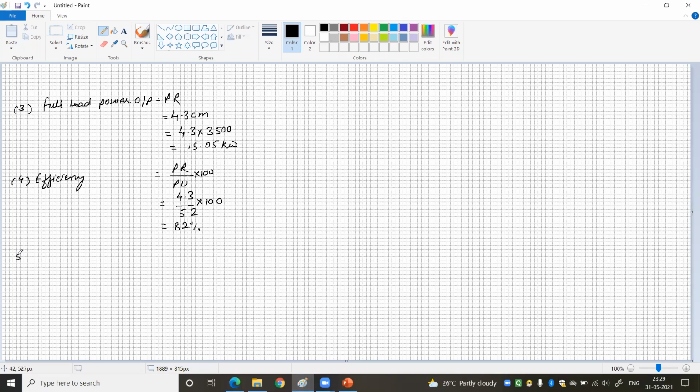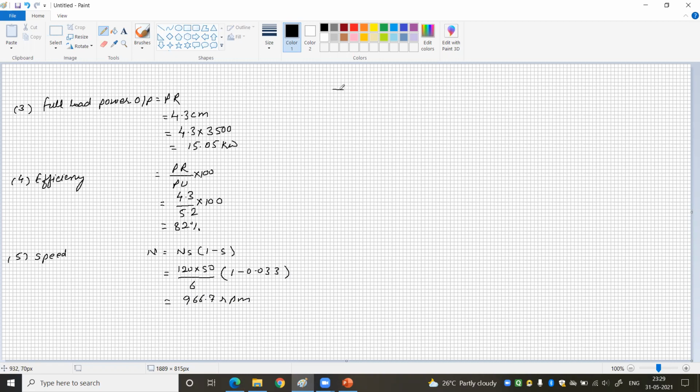Fifth, speed of motor. So speed of motor N is equal to Ns (1 minus s). Ns is equal to 120 into 50 divided by the number of poles. The number of poles is 6, so N is equal to Ns into (1 minus 0.033), which is equal to 966.7 RPM.